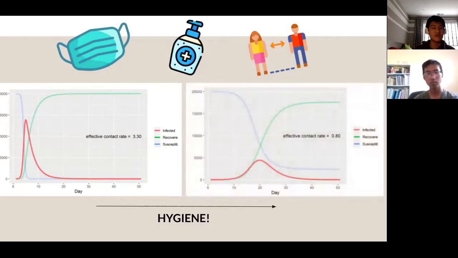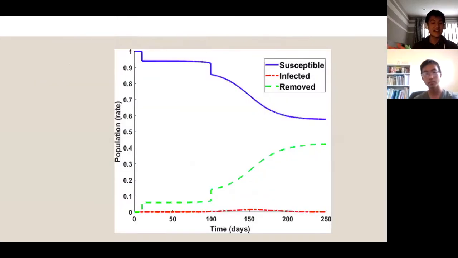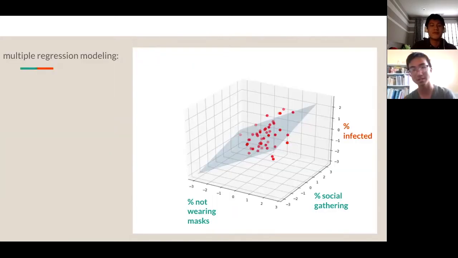So do you notice the decreased contact rate? The contact rate for the one on the left is 3.30, while the one on the right is 0.80. And now let's consider vaccines. It moves susceptible populations directly to removed, since they would be effectively immune to this whole process.